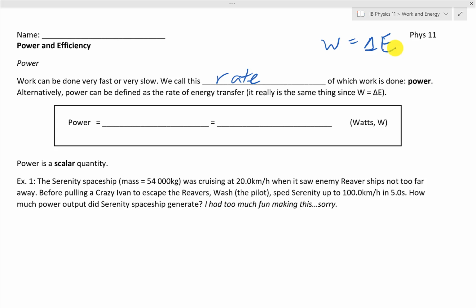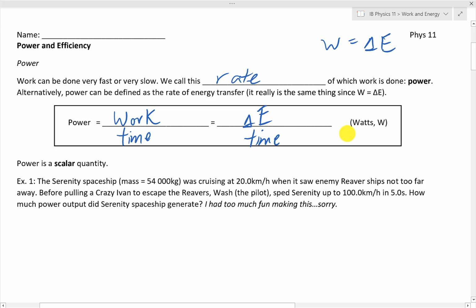So what is the equation for power? It can either be the work done per unit of time, or the rate of your energy change per unit of time. In terms of the units, it is joules per second, or we use the watt. What's a watt? It's the watts you see on your light bulb, or the watt rating when you go buy light bulbs. That's the unit we use for power. It is also a scalar quantity, so no direction, only a magnitude.